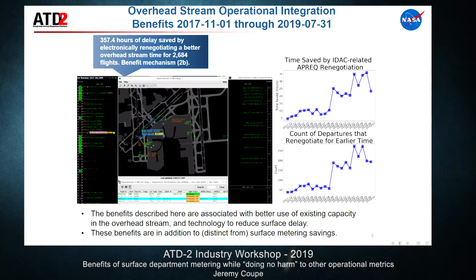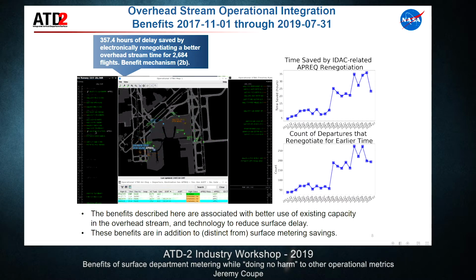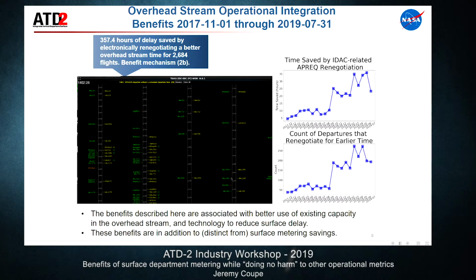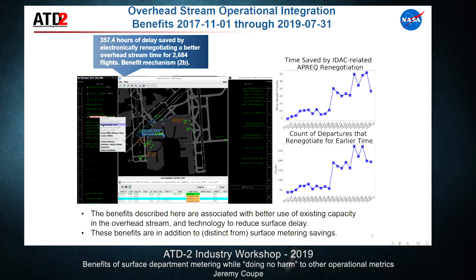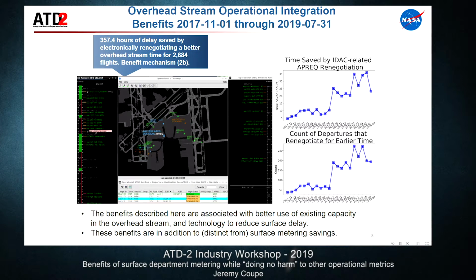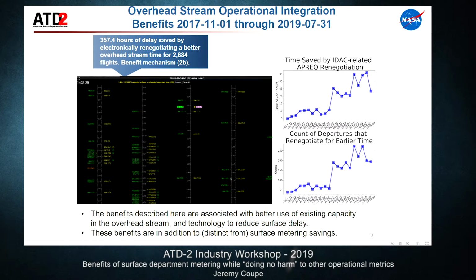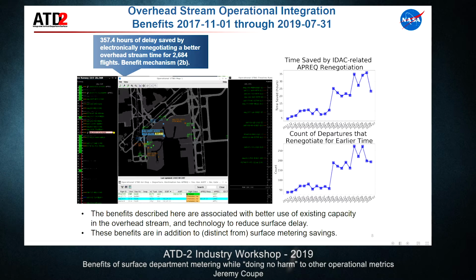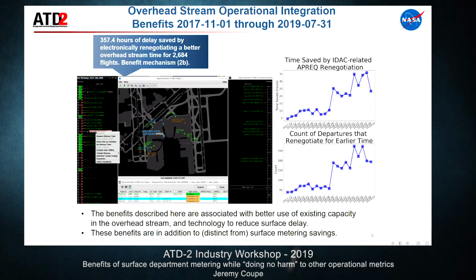Here on the bottom, we're showing the count of departures that renegotiate for this earlier slot in the overhead stream. What you can see here is there's a big tick up. That's when Atlanta Center came on board with IDAC. So once Atlanta Center came on board, there's more opportunities to use IDAC to reschedule for these earlier times. When you provide controllers these nice tools, they like to use them. So you see here, boom, this big tick up.